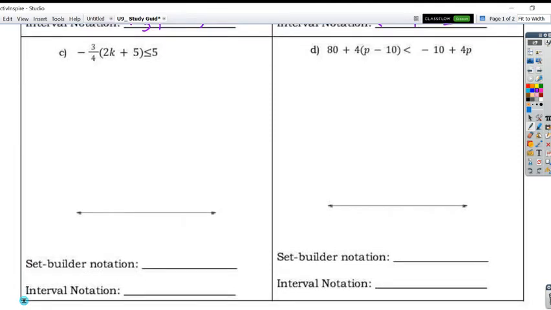So down here to option C then for our next problem. And again, we are going to have to follow through with that idea of solving an equation to solve this inequality. So D for distribute. -3/4 times 2k would be -3/2k. And then -3/4 times the +5, that is a -15/4. This is all still less than or equal to 5.